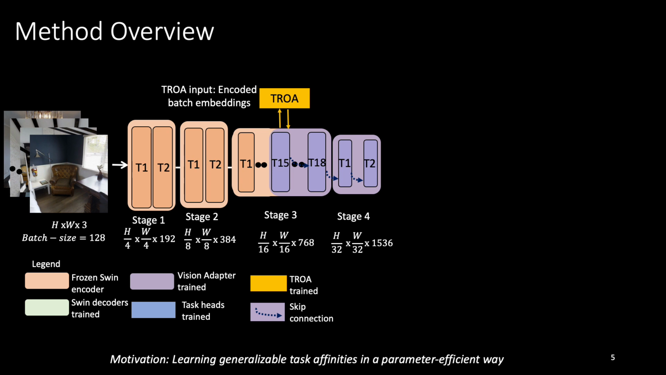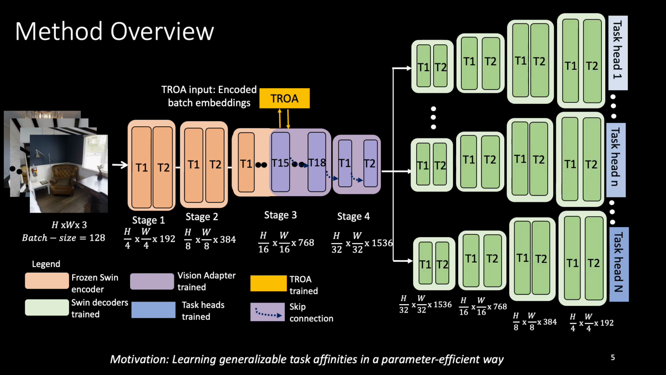Once the task representations are learned in the encoder, they are passed down the decoders and through the respective task heads to achieve the predictions. Now the main contribution of this work are the adapters in purple, which use TRUTHER. So what is TRUTHER?